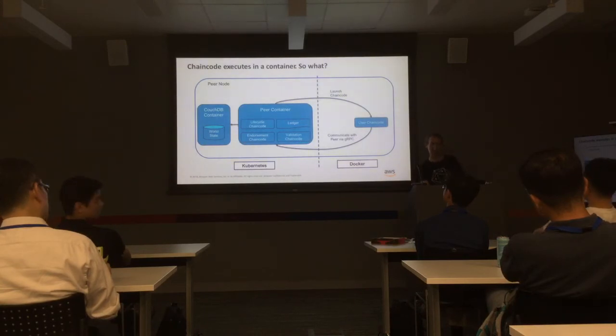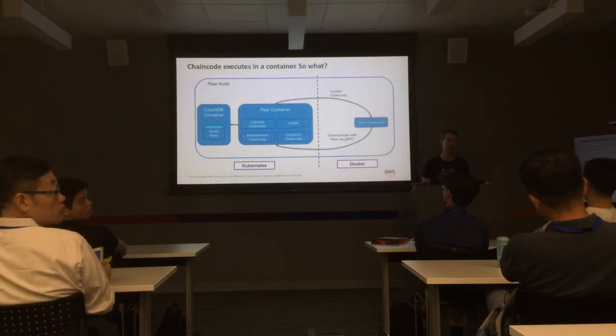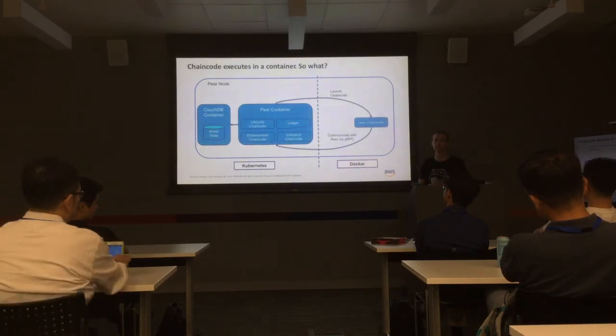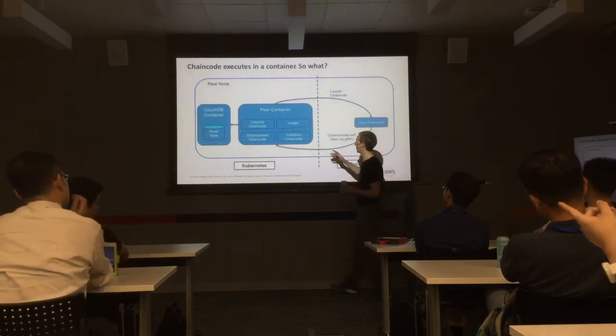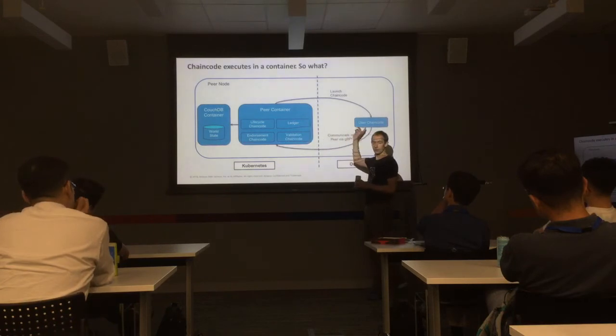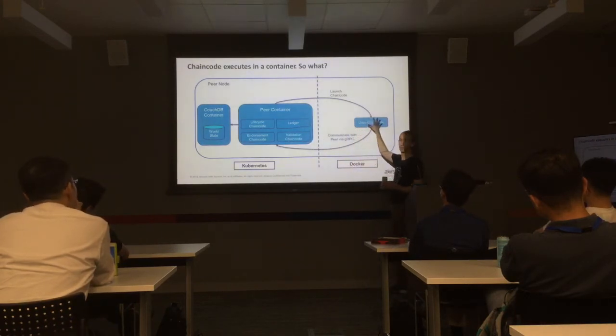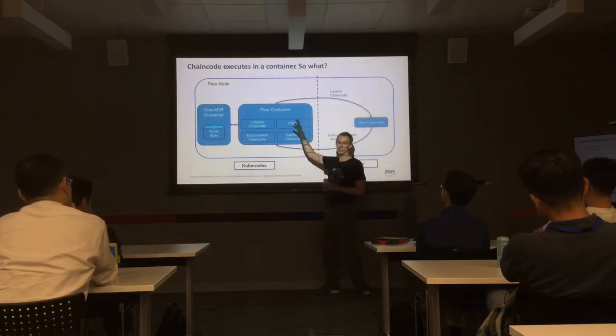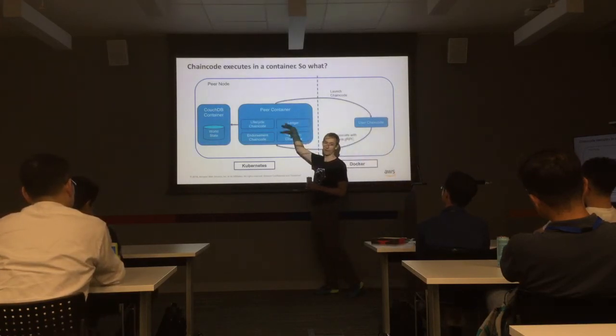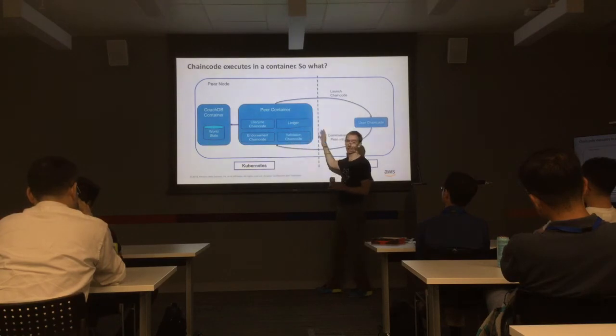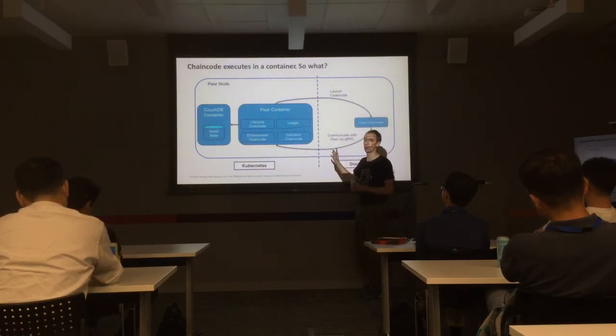Is it possible you just spawn a new pod and then you communicate, when the Peer container is trying to run a user container? The thing is, we don't control this. The creation of this chain code container is handled by the Peer binary. The actual code of the Peer actually creates this container. So we don't have any control over that.